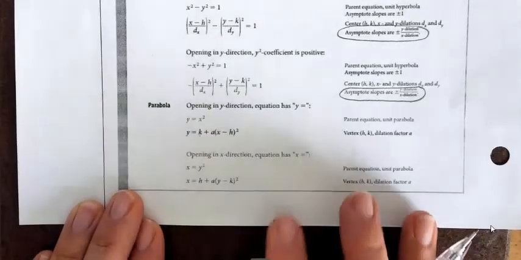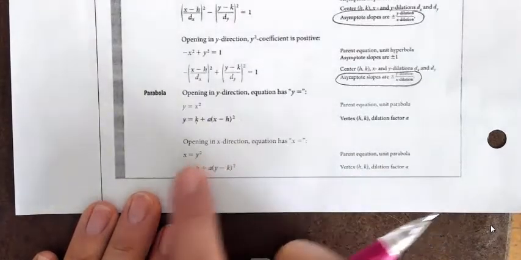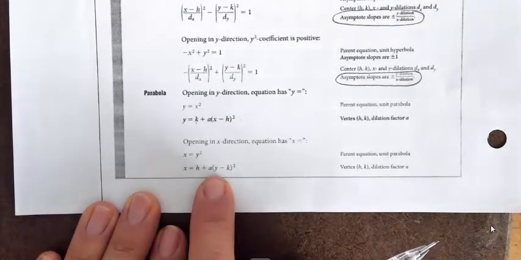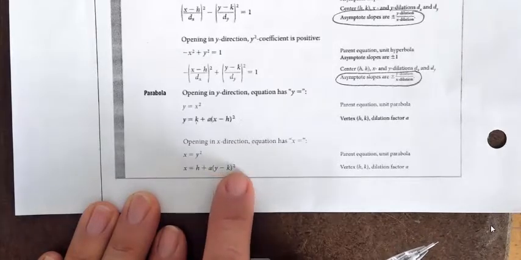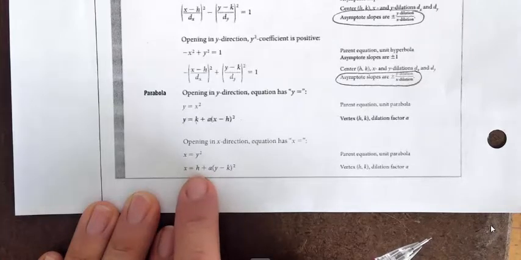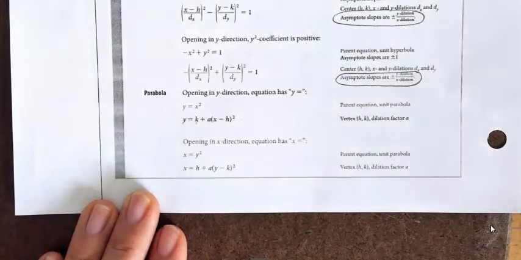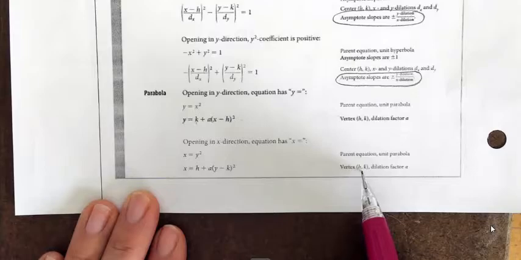And then if you open it in the x direction, it's solved for x, your y is squared, and therefore the x and the y have been interchanged, and so now it would be y minus k squared. Again, notice that your horizontal, or your h, now is out here, and your k is inside. Your vertex is still at h, k.